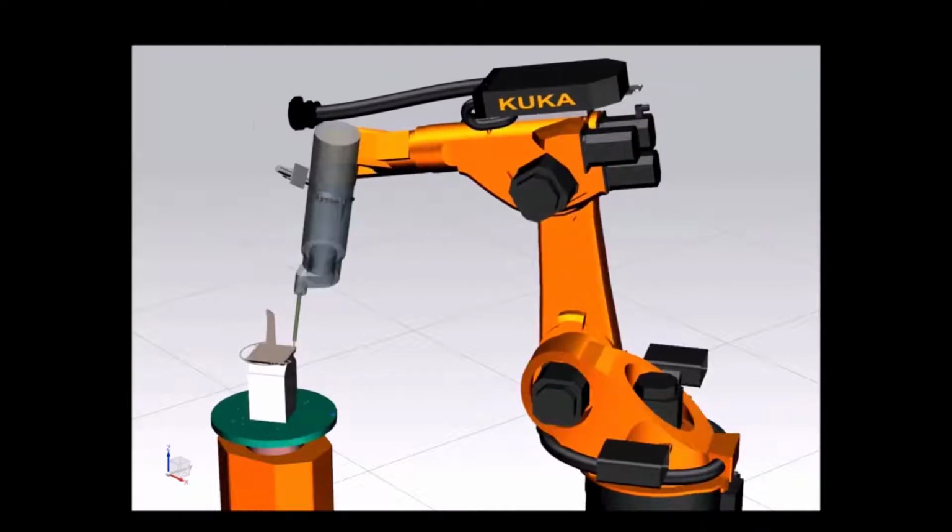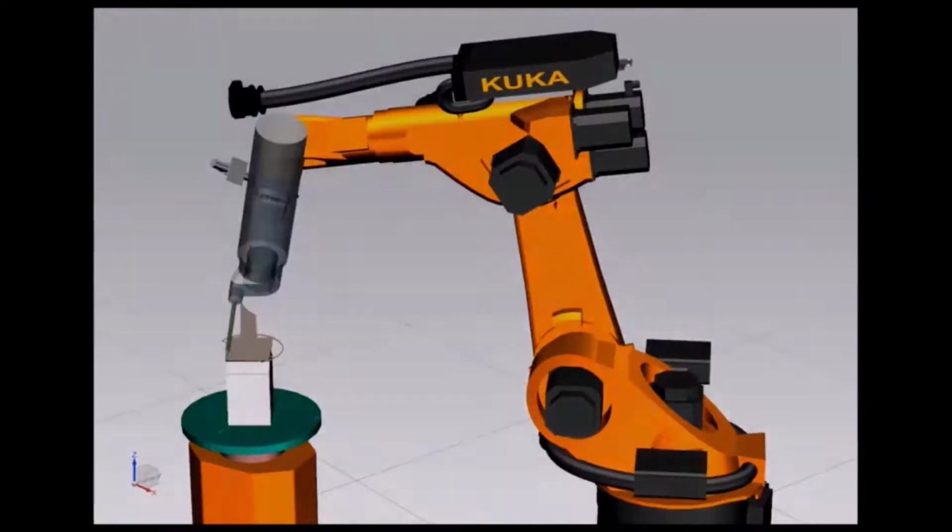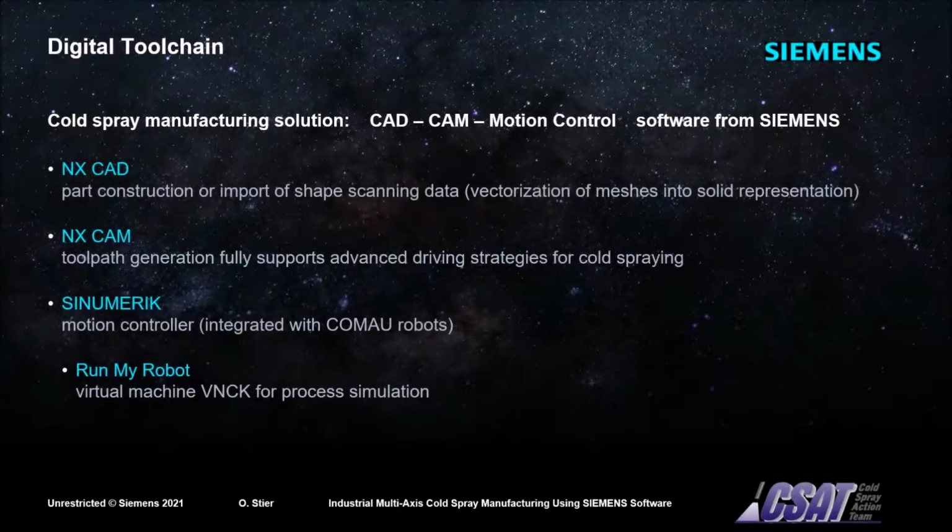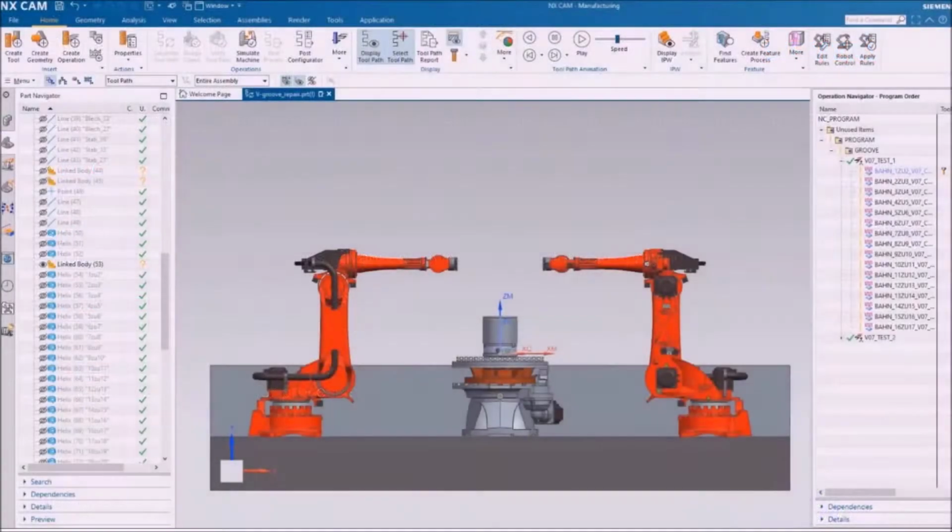Xenomeric takes standard NC commands as input, which are obtained as output from the NX post processor. A realistic machine simulation is provided by the virtual xenomeric machine VNCK. It is integrated in NX and enables a seamless workflow from toolpath generation to process run simulation. We show a little example in the following.